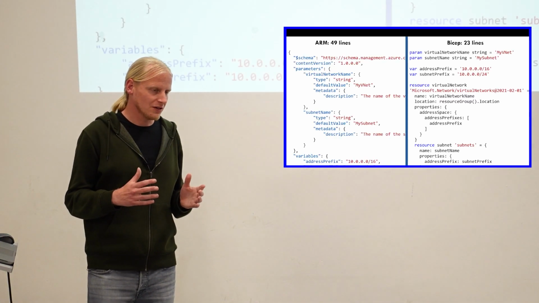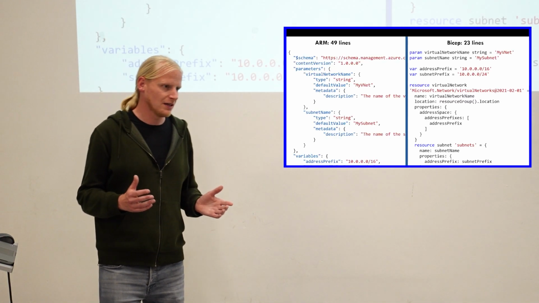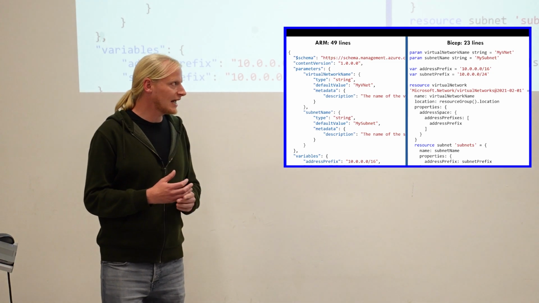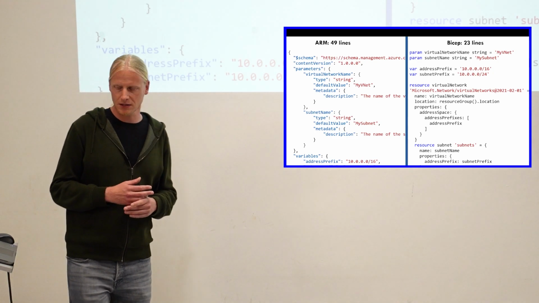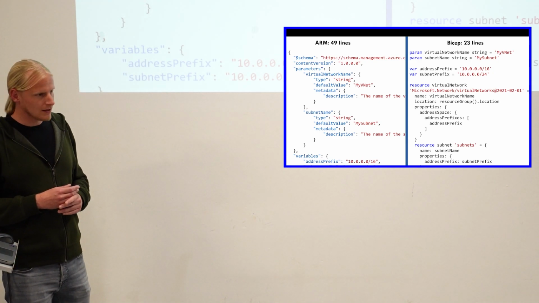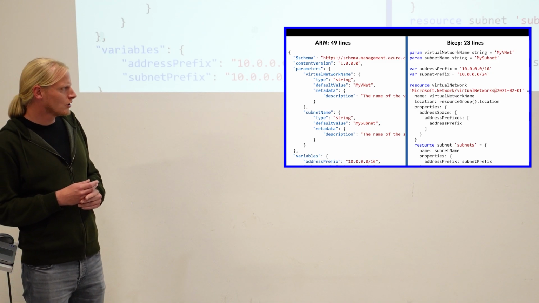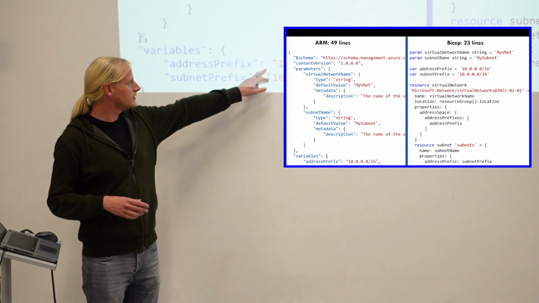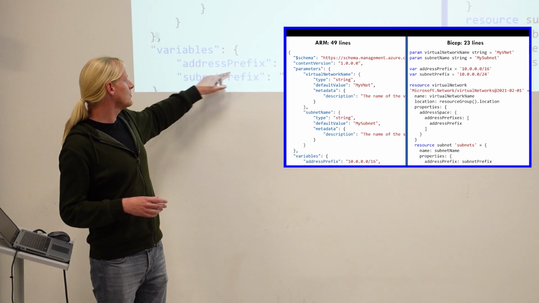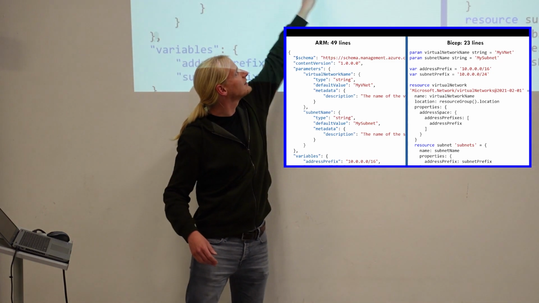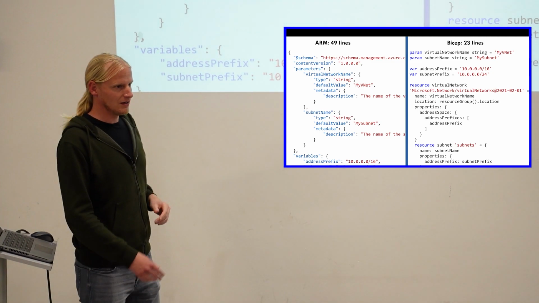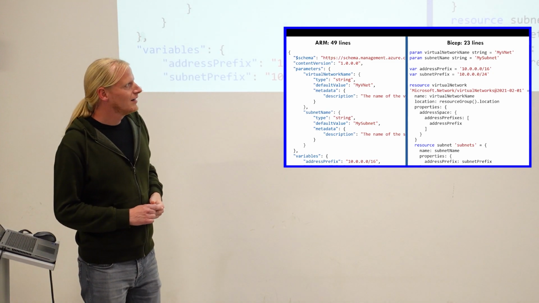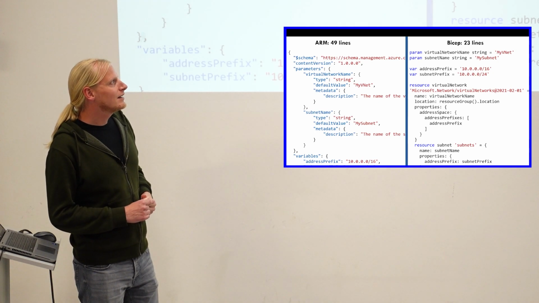Just as a comparison, on the left side you see an ARM template, and on the right side the equivalent Bicep file. Both of them deploy exactly the same thing, a virtual network with a few subnets. And you can see the Bicep file is more than 50% shorter. But also the syntax is a lot cleaner. In the JSON you have all these quotes around all the properties, and you have all these commas everywhere, and they are not there in Bicep. It looks a bit like TypeScript, I guess.